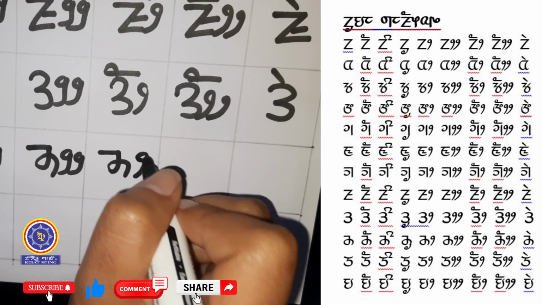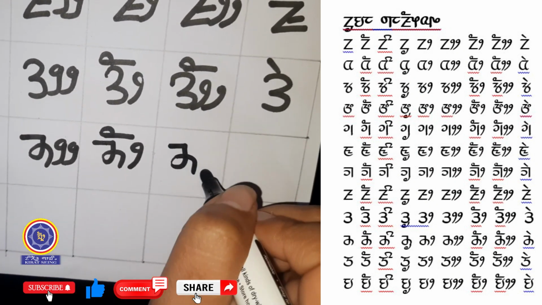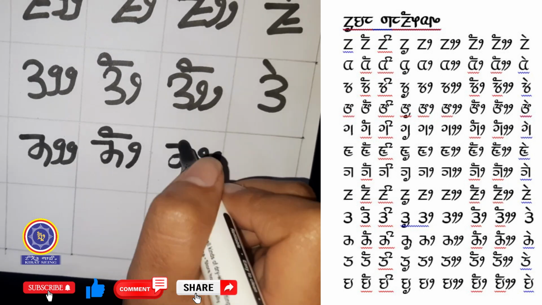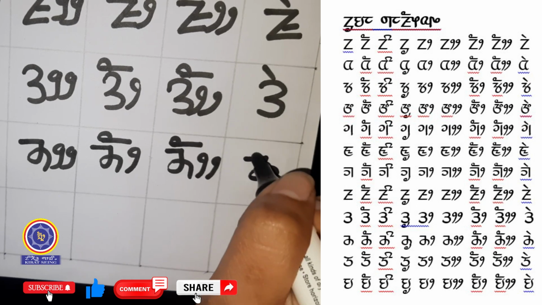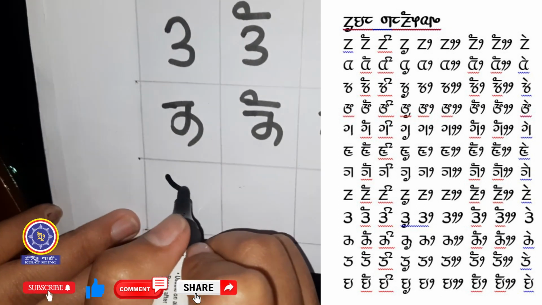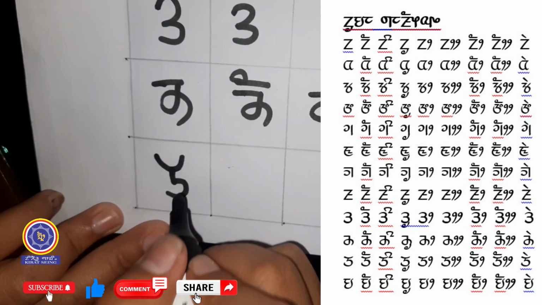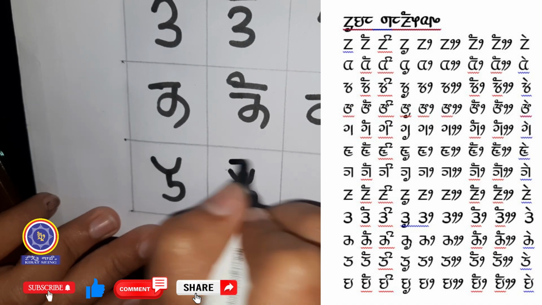Ta, add tumbo, ta tumbo to. Ta, add tumau, ta tumau tau. And last is ta pecha te. And the next is da. Da cha da. Right. Da and add amma.